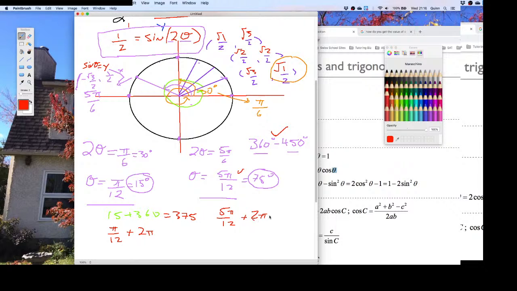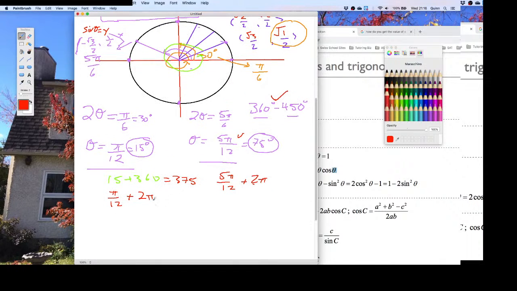Let's make a common denominator. So let's write it so these have a common denominator. Instead of 2 pi, I'm going to write 24 pi over 12, which means it's pi over 12 plus 24 pi over 12. It's 25 pi over 12, because they probably want your answer in radians. If I take this and change it to a common denominator, I also get 24 pi over 12. I add them and I get 29 pi over 12.